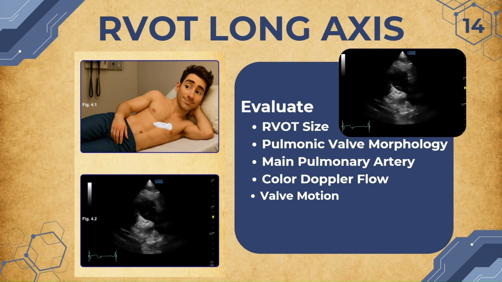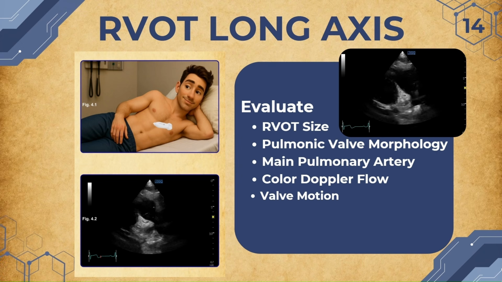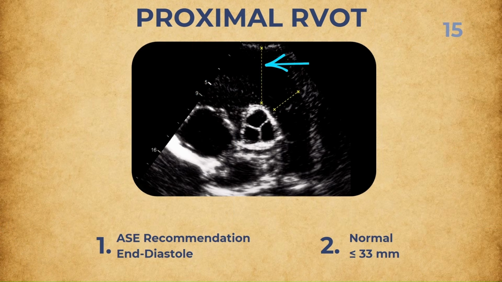The RVOT long axis view is one of the most important pulmonic valve views. This is where we evaluate anatomy and obtain the proximal RVOT measurement. The proximal RVOT measurement should be obtained during end diastole in either long or short axis. Personally, I find both of these measurements are more accurate when measured in the parasternal short axis view. An enlarged RVOT may be associated with pulmonary hypertension, pulmonic regurgitation, RV volume overload, congenital heart disease, or left to right shunts.